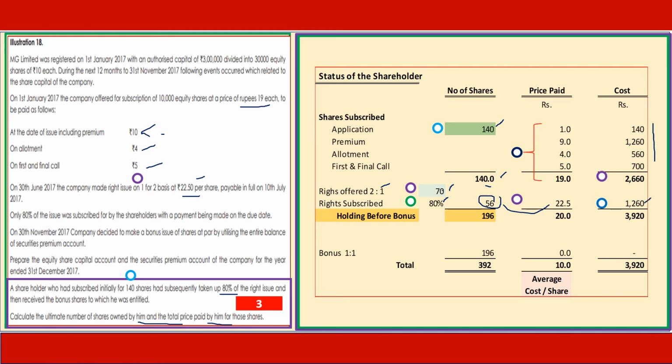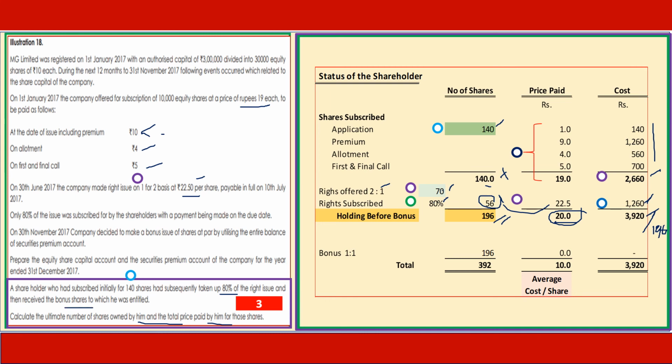And how much does he hold before bonus? 140 and 56. 196 is held by him, and he paid 2,660 and 1,260, totally 3,920. 196 shares, 3,920. His average price will be 3,920 divided by 196. It will be 20 rupees per share. It doesn't stop here. Then he received bonus shares also.